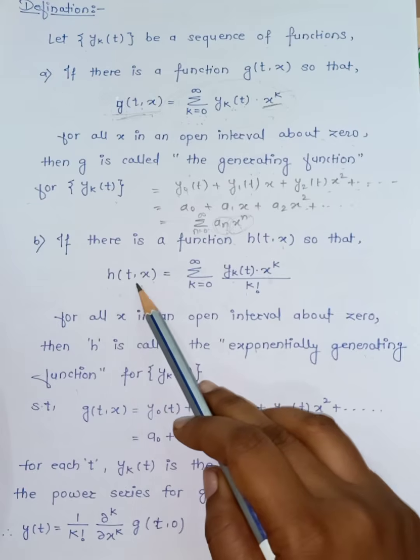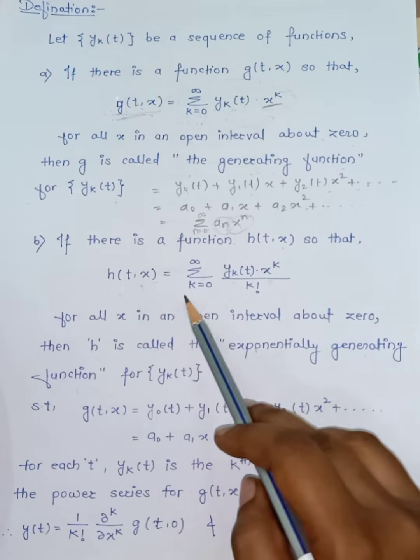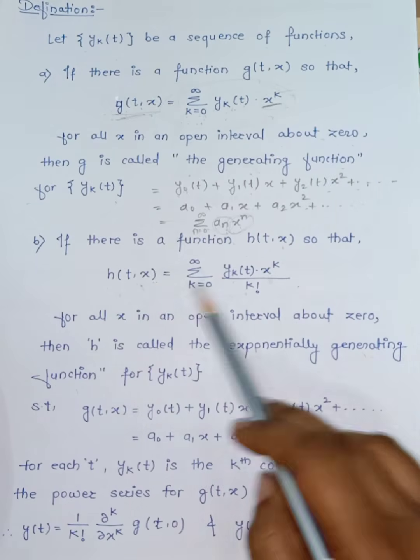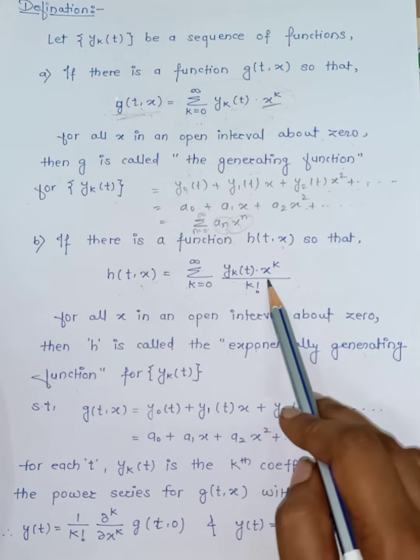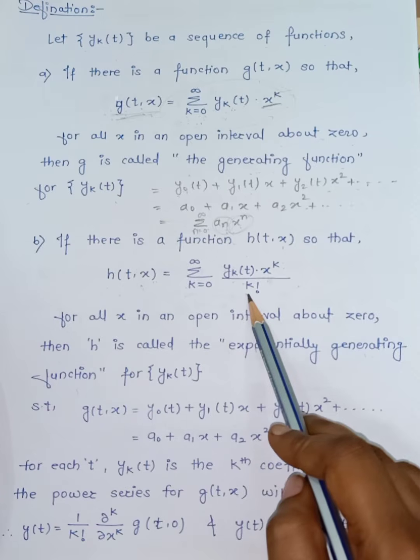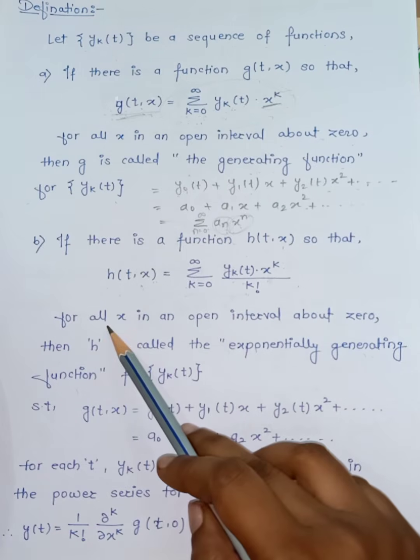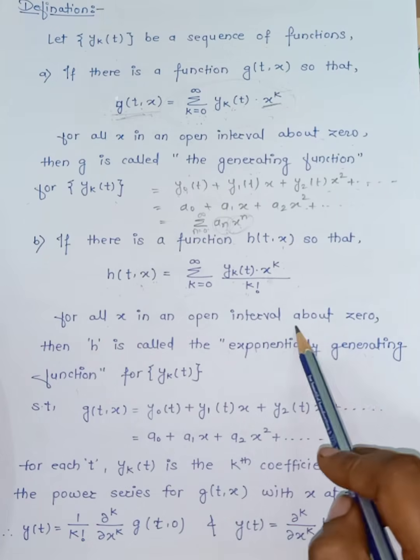If h(t,x) can be expressed in this form, that is the summation from k equals 0 to infinity of y_k(t) times x to the power k upon k factorial for all x in an open interval about 0.